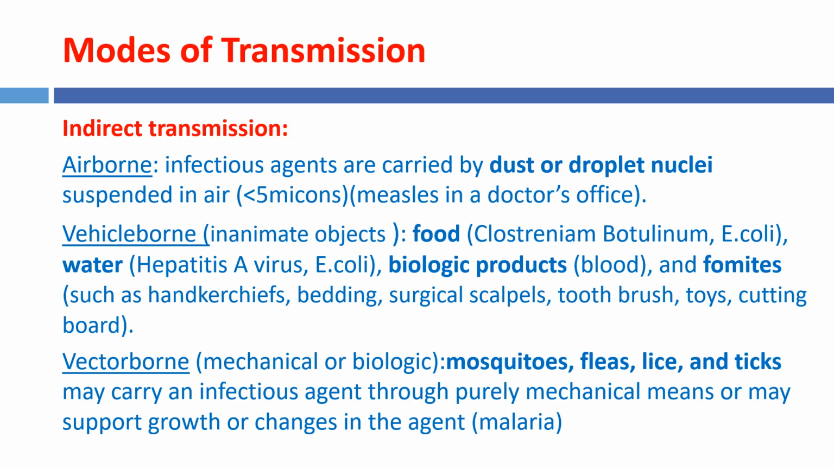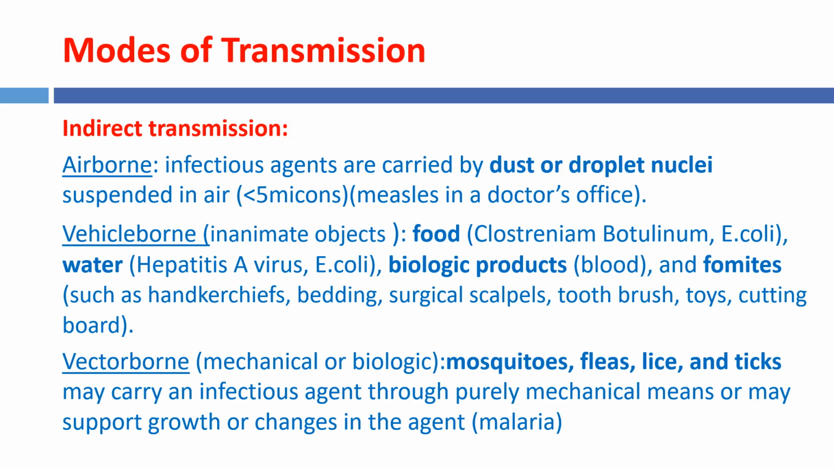The vehicle-borne. Vehicle means through inanimate objects, non-living objects. This non-living object could be food, could be water that carries hepatitis A virus, could be biologic product like blood, and also fomites. Fomites, this means things like handkerchiefs, bedding, surgical scalpel, toothbrush, toys, or cutting board if contaminated food was used on this cutting board and not cleaned. These are fomites.